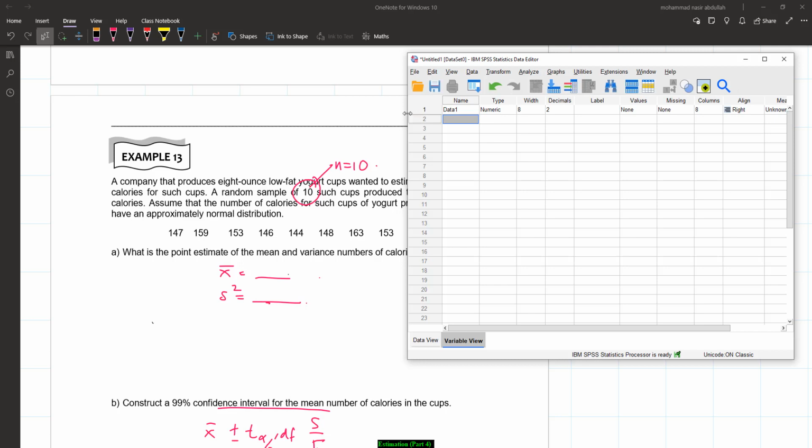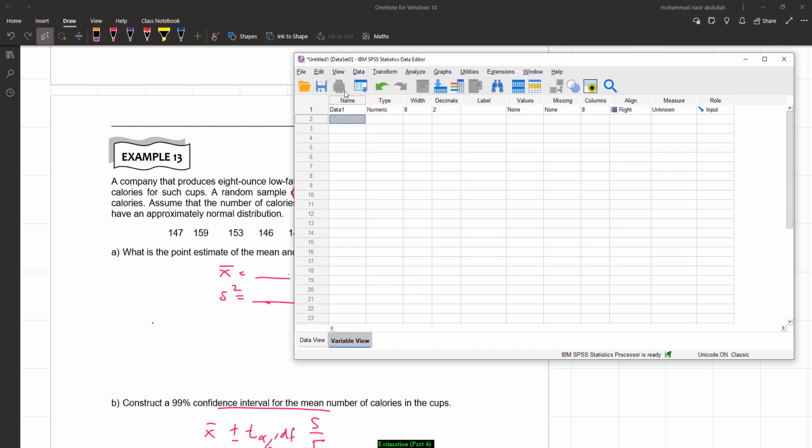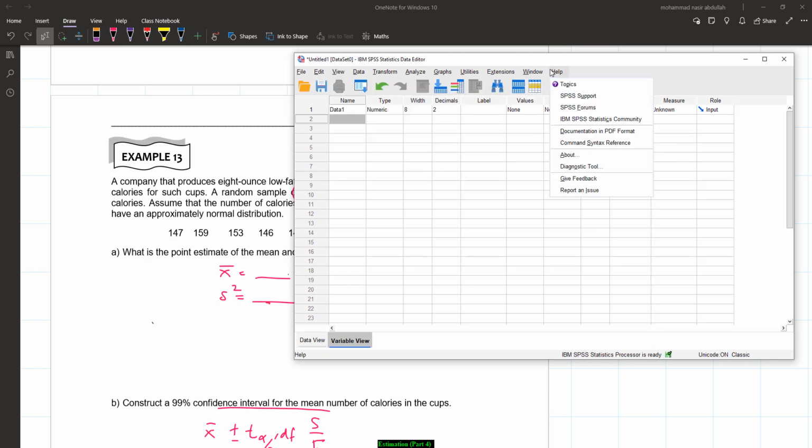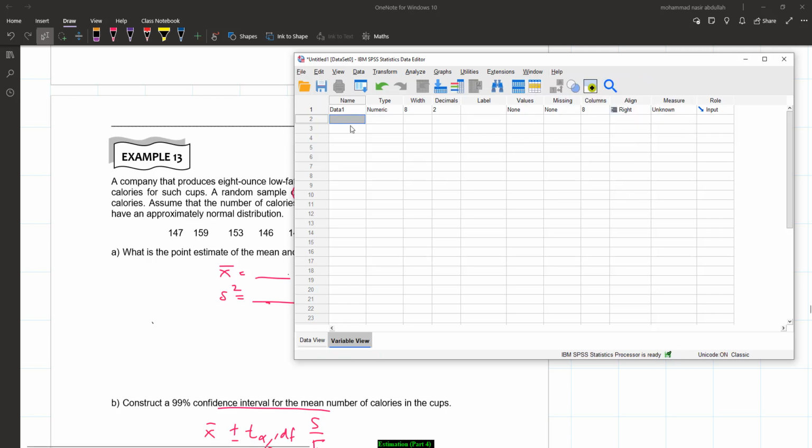So kalau you nampak dekat sini, boleh besarkan tak? Don't know how to make it bigger. Can you record? Yeah. Okay.